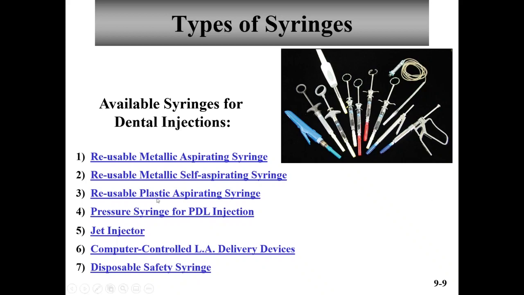You can also get plastic aspirating syringes. There's a special syringe that's used for a PDL injection. I'm going to show you a little bit about the jet injector, which is the needleless, no needle syringe, as well as the C-clad, and I'll also show you disposable safety syringes, which are available, although they're rather expensive.